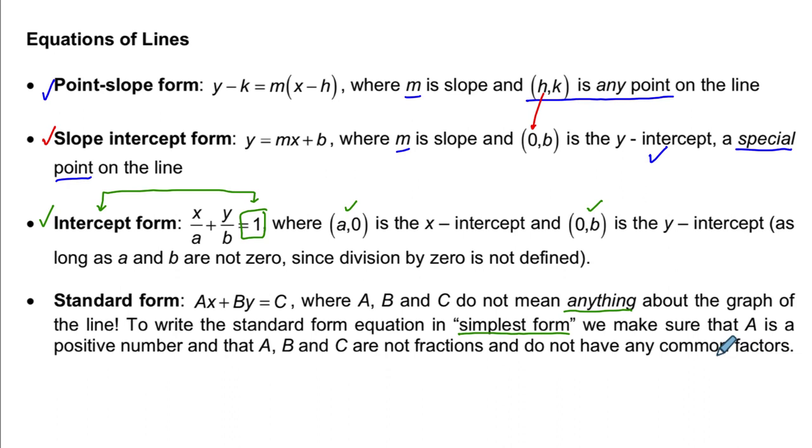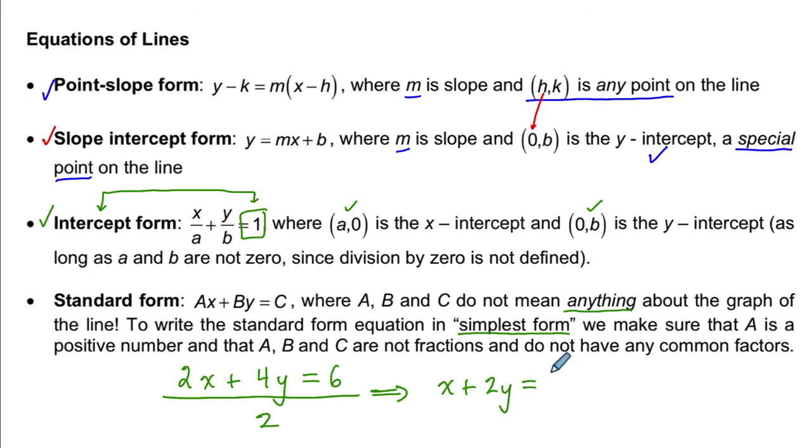So, for example, if we were to write 2x plus 4y is equal to 6, we can see that the 2, 4, and the 6 have a common factor of 2. So we would divide the entire equation by 2 to put the equation in simplest form and get rid of any common factors. Now we've got some basic information about lines and other properties about functions and graphs. Let's put them together and apply them to solve some problems.